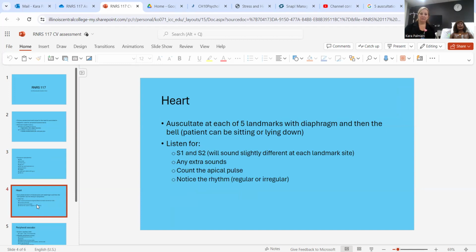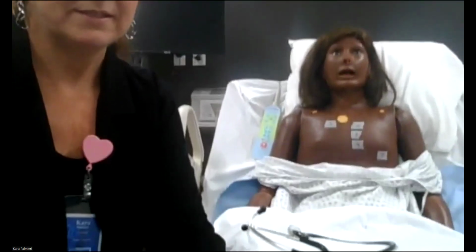Okay, now I'm going to unshare my screen because I want to talk to you about the auscultatory points that you're going to listen to with your stethoscope. Okay, so I'm going to pull closer to Susie. Forgive me, I'm doing this by myself.